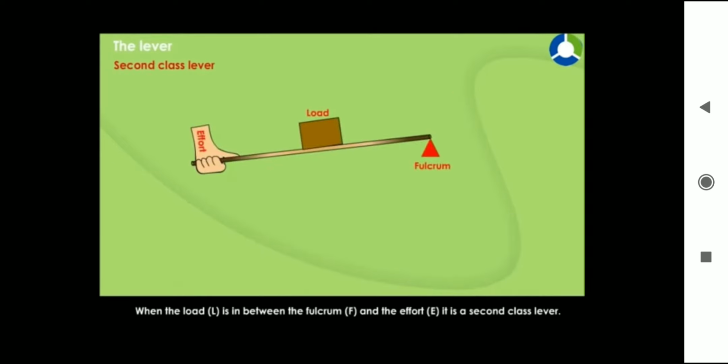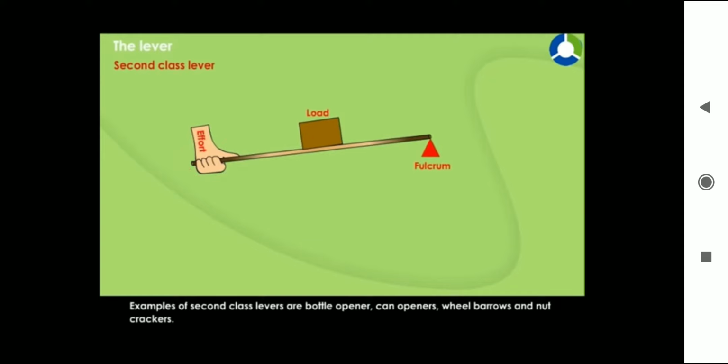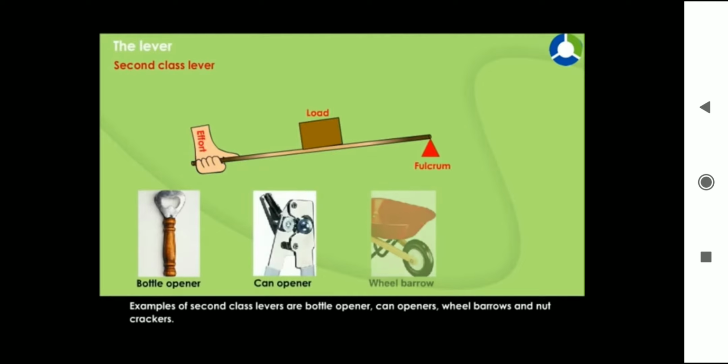Second class lever. When the load L is in between the fulcrum F and the effort E, it is a second class lever. Examples of second class levers are bottle opener, can openers, wheelbarrows and nut crackers.